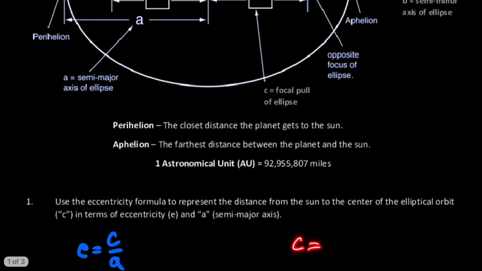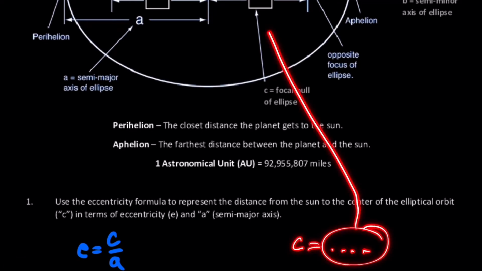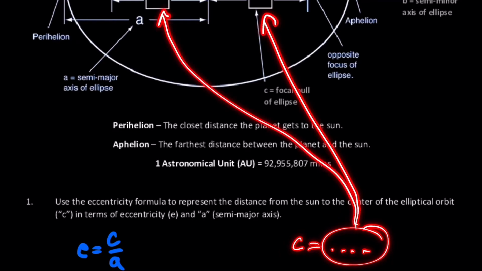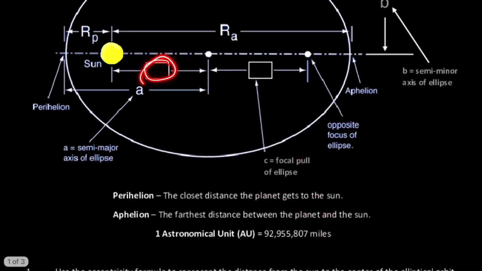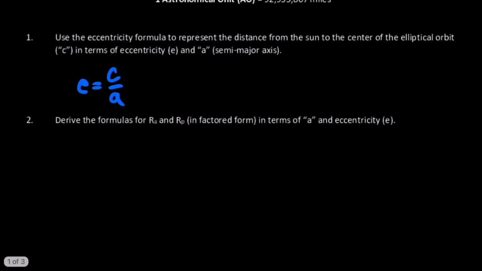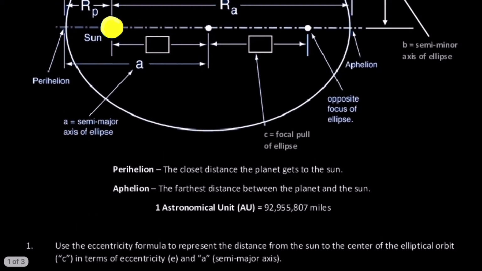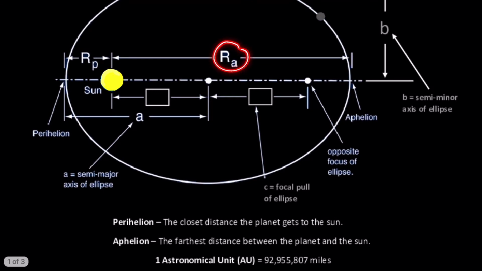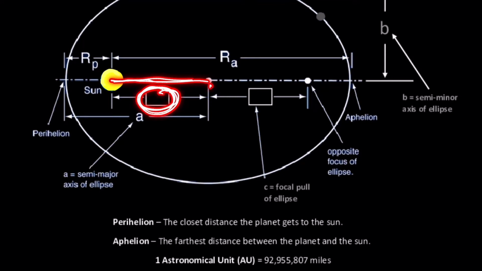Once you get that value for C, you then take that and place that up in your diagram in those boxes. All right, so again, this is not going to be C. It's going to be a simple expression involving E and A that you'll put in those boxes. Okay, so now it says derive the formulas for RA and RP in factored form. So RA is the aphelion distance, and notice here's RA. Well, how do you derive that formula? This is where the simple geometry comes into play. This distance here is represented by what you put in this box. This distance here, remember, is simply A.